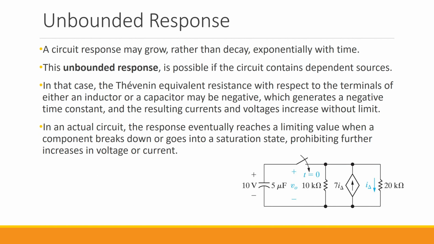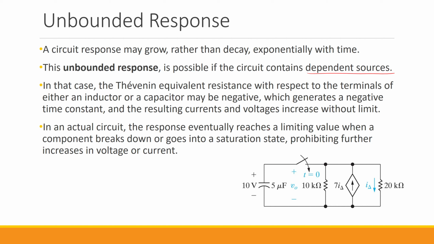The other thing that I wanted to talk about was unbounded responses. So far, with the circuits that we have seen, we always had exponentially decreasing functions. But there are cases where a circuit response may grow rather than decay. This is what is called an unbounded response, and this is possible only in circuits that contain dependent sources.